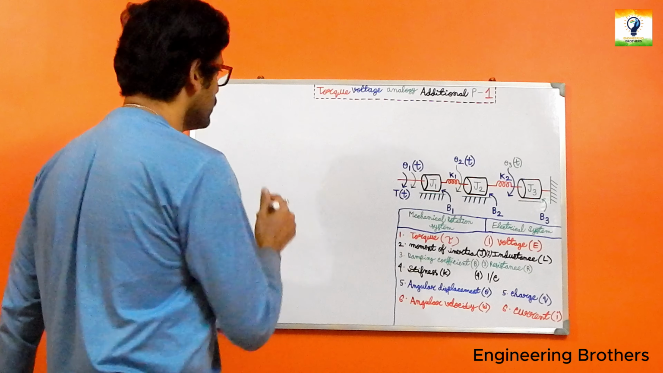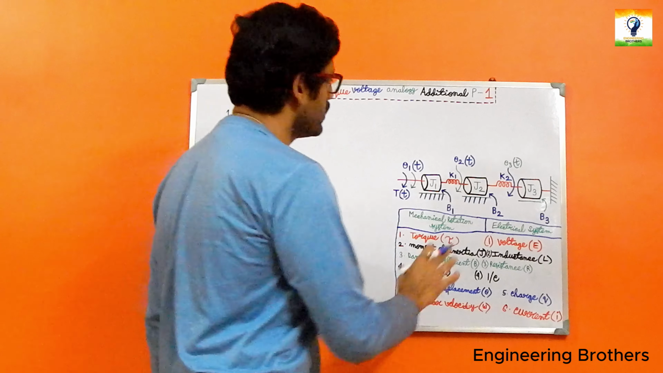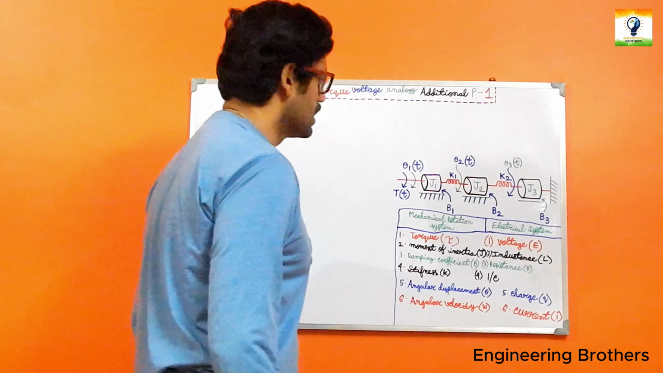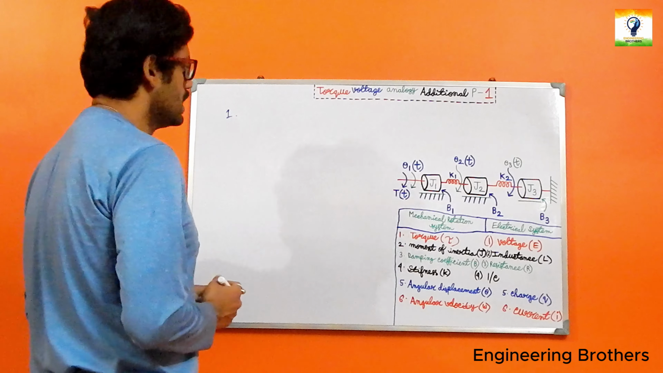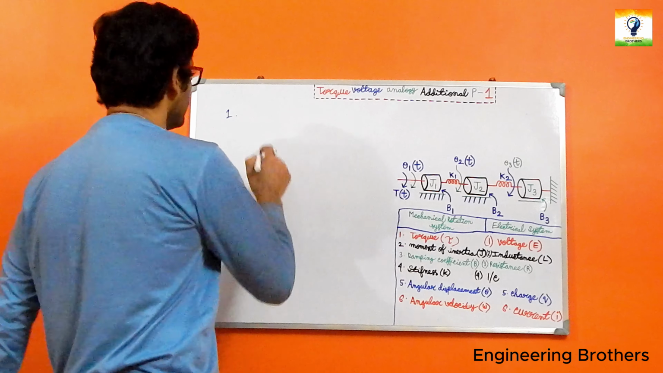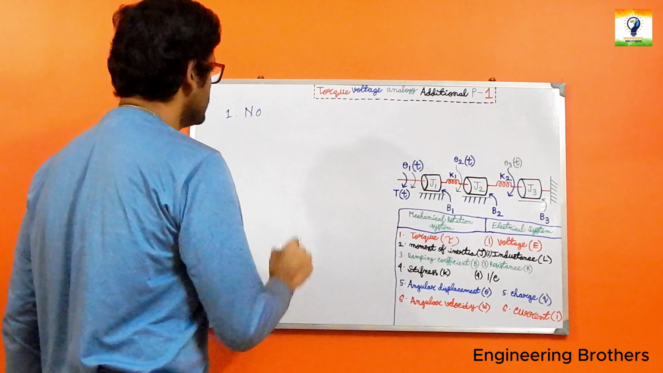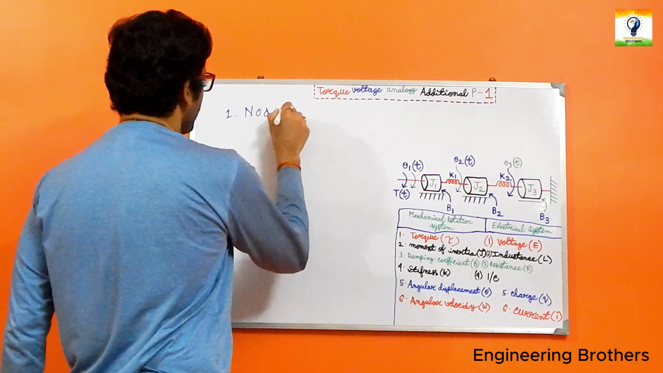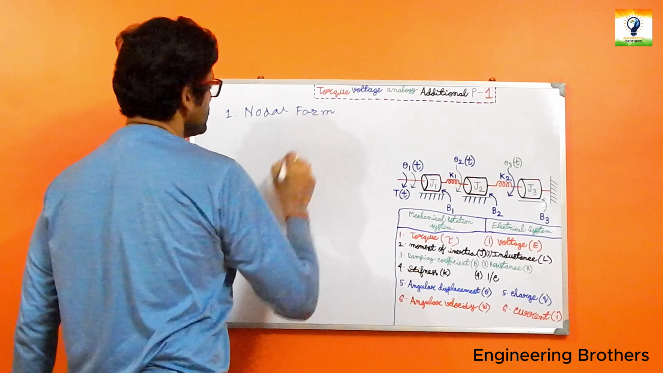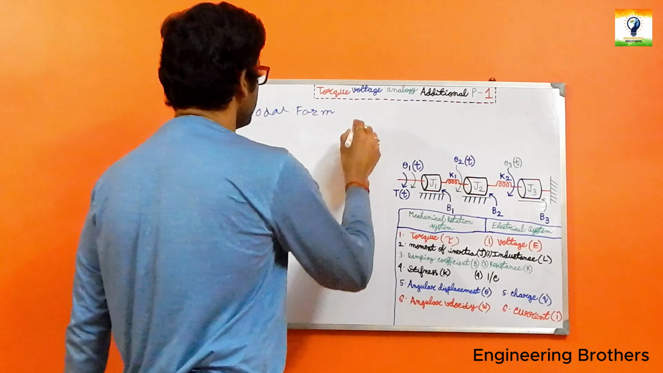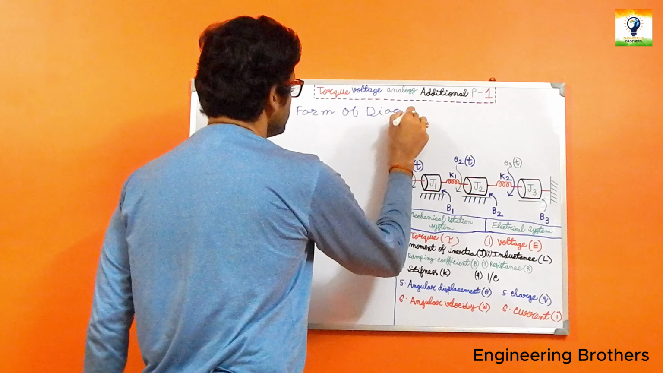The first step will be that we need to convert this conventional mechanical rotational system into our nodal diagram. So we need to convert this given diagram into our nodal form of diagram. Okay, so we need to first construct our nodal form of diagram. That is our first step.